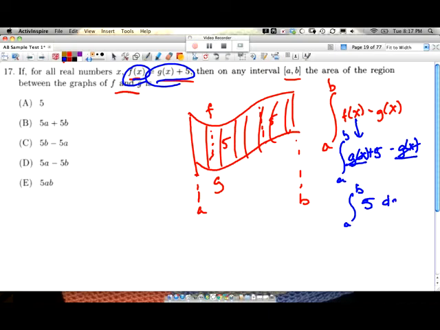d whatever. You could say dx, dt, who cares? Alright, so what would the antiderivative of 5 be? Well, it'd be 5x. We're going from a to b. It's top minus bottom. We plug in b and then we plug in a. So it's going to be 5b minus 5a. But hey, look at that. We got an answer. It'd be C. Check done. That was easy.